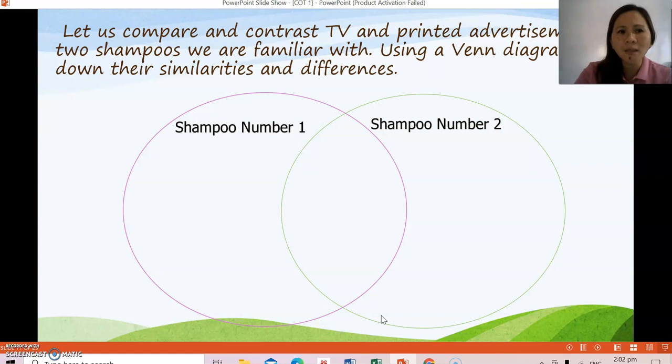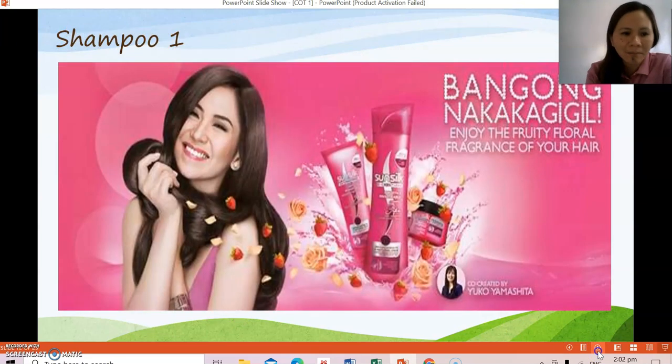Okay. So now let us compare and contrast the TV and printed advertisements of two shampoos we are familiar with. Using this Venn diagram, note down their similarities and differences. Take note, class, that here at the center, you are going to write all the similarities, and here at both sides, you are going to write their differences. Okay, so let's start viewing them.